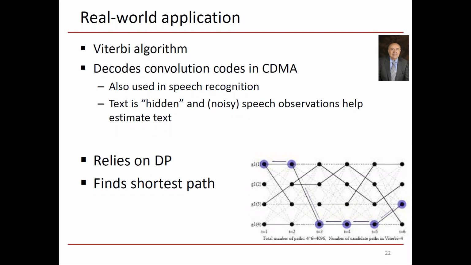And in speech recognition, the text is hidden, and we have speech observations which are a waveform, but they're noisy, and they help us estimate the text. The Viterbi algorithm relies on a trellis diagram of the trajectories of how we're evolving between states, and it relies on dynamic programming and tries to find the shortest path. Not shortest in terms of the number of states that we're crossing, we always have the same number of states, but shortest in terms of lowest cost within this diagram.